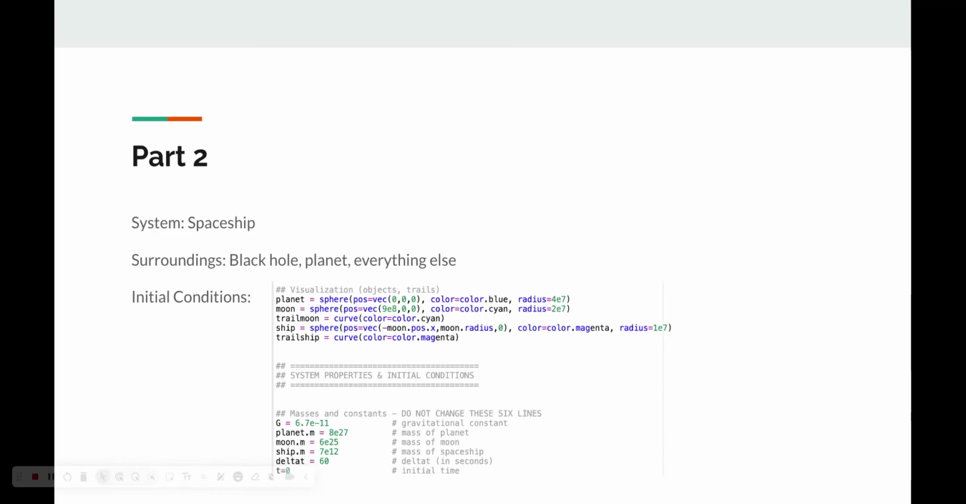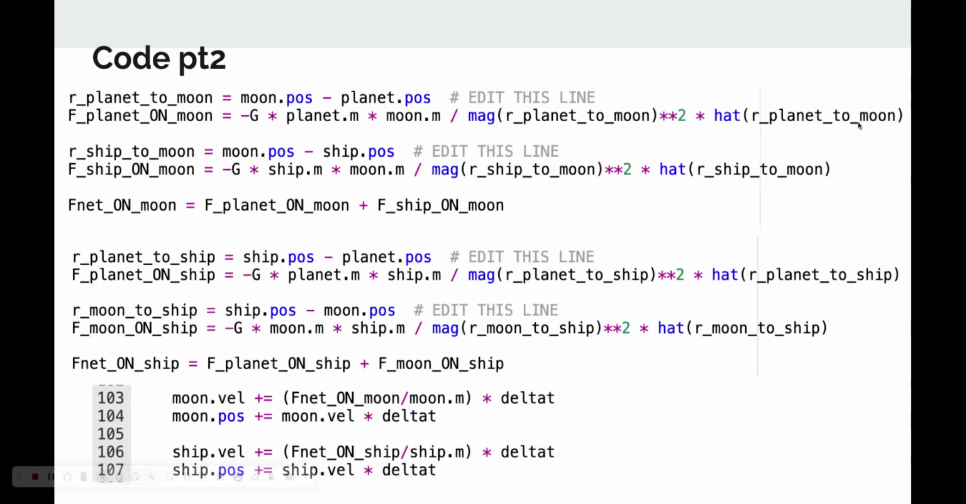The initial positions are given as follows: the planet started at the vector 0, 0, 0, and the moon started at 9 times 10 to the 8th, 0, 0. The ship would start at negative the moon's position, so negative 9 e to the 8th, 0, 0. And down here you can see the constants given: the gravitational constant, the planet's mass, the moon's mass, the ship mass, and delta t, which was also given before the simulation was run.